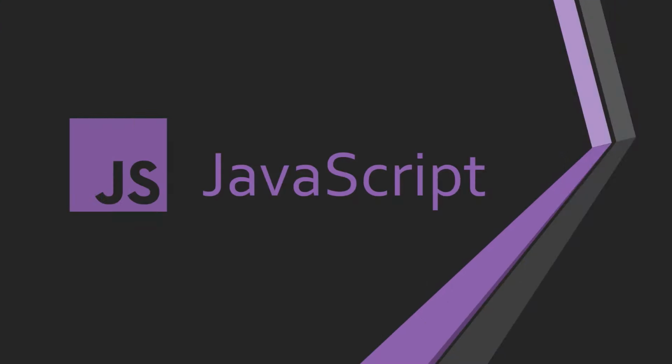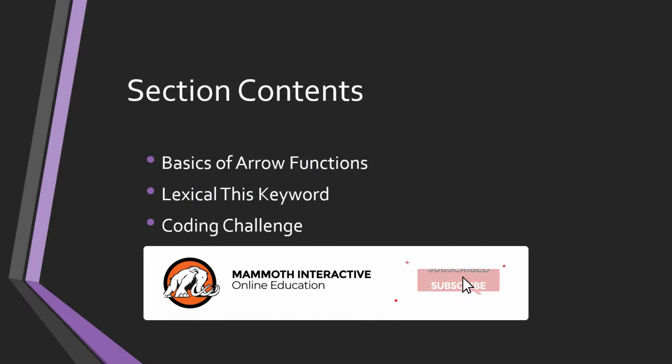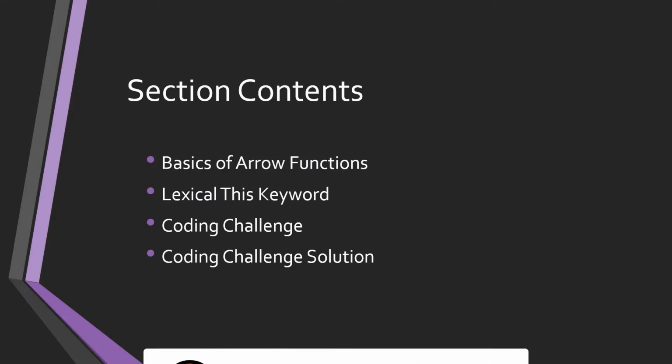Welcome back. In this section, we're going to go over arrow functions. Now, throughout this section, we're going to learn about the basics of arrow functions, and then we're going to talk about the lexical this keyword. These are really confusing, but once you go over this section, we'll understand completely what all of this is. And we'll also have a coding challenge to really test out what we've learned about arrow functions throughout this section.